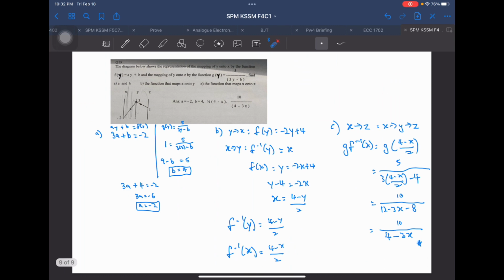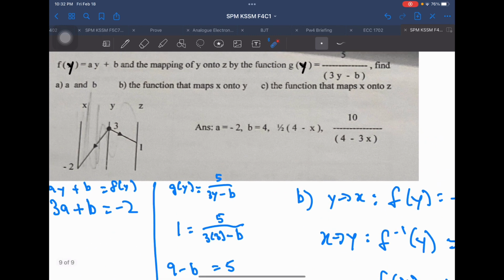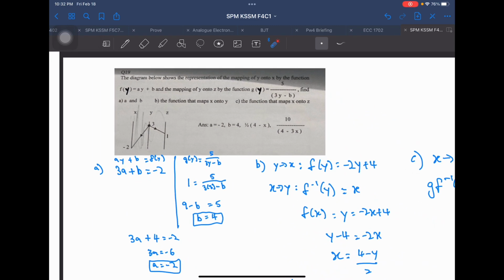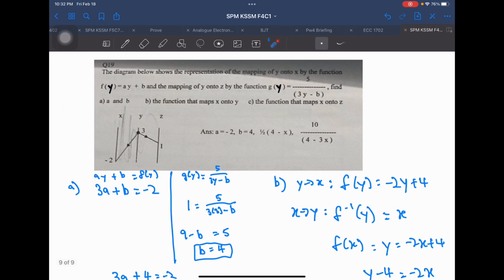So let's come to the last question. The diagram shows a mapping of y into x with a function f(y) equals blah blah blah, and a mapping of y into z with a function g(y). Find a and b, and the functions that map x into y and x into z. Okay, so now you got two functions, f(y) and g(y), and then from the map, you know the value of 3. If you map it to the x, you got -2. Map it to the z, you got 1.